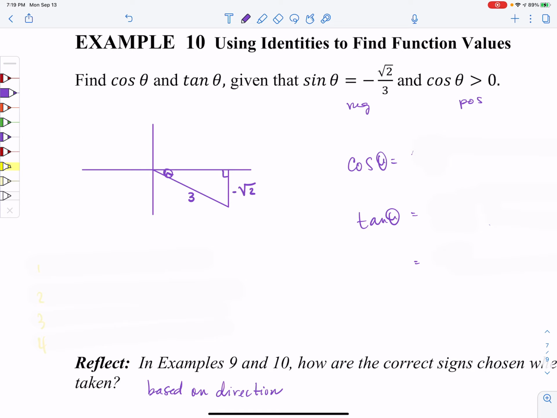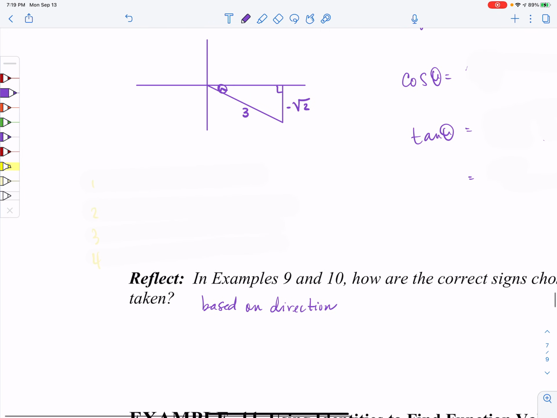And then we'll need to find our missing side. So let's do the Pythagorean Theorem. So we have an x squared, that's the missing value, plus negative root 2 squared is equal to 3 squared. So x squared is equal to 9 minus 2. If you didn't follow that, negative times negative is positive. Root 2 times root 2 is just a 2, so I'm subtracting 2 on both sides. So x squared is equal to 7, so x is equal to the square root of 7. It's positive because that side is going to the right.